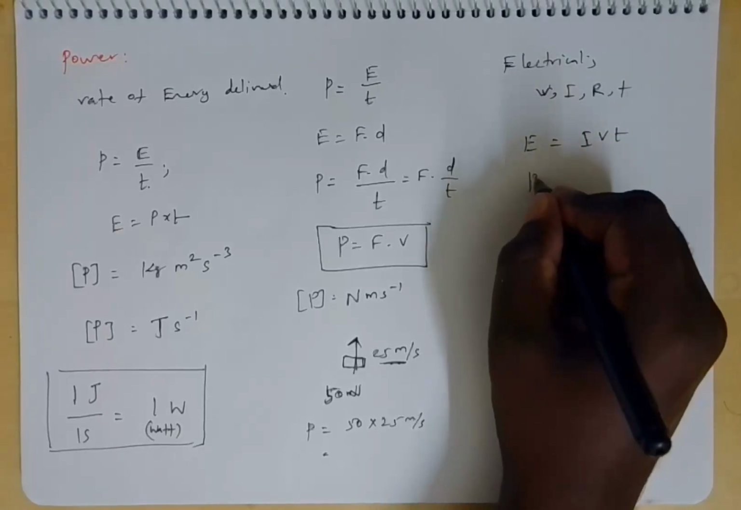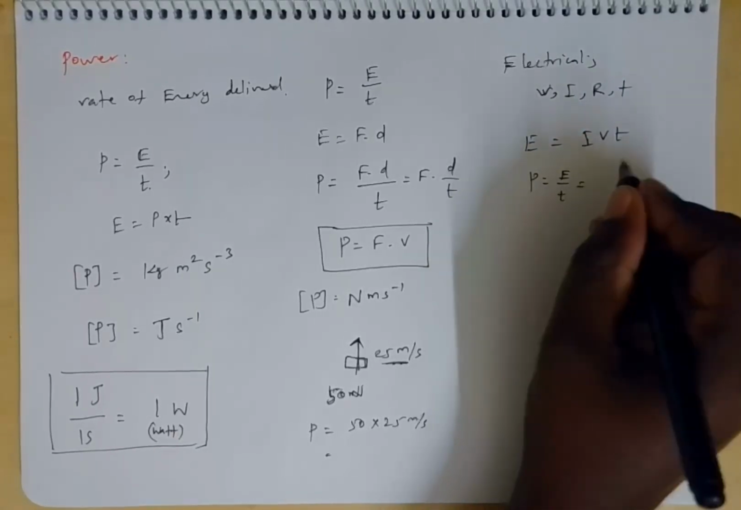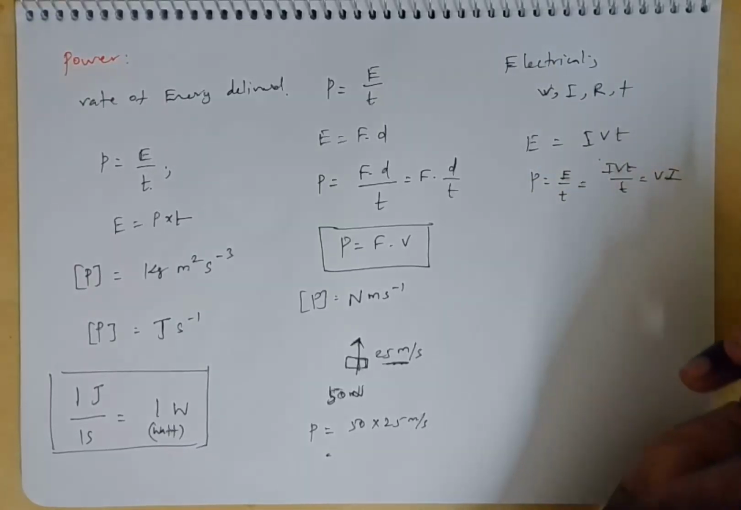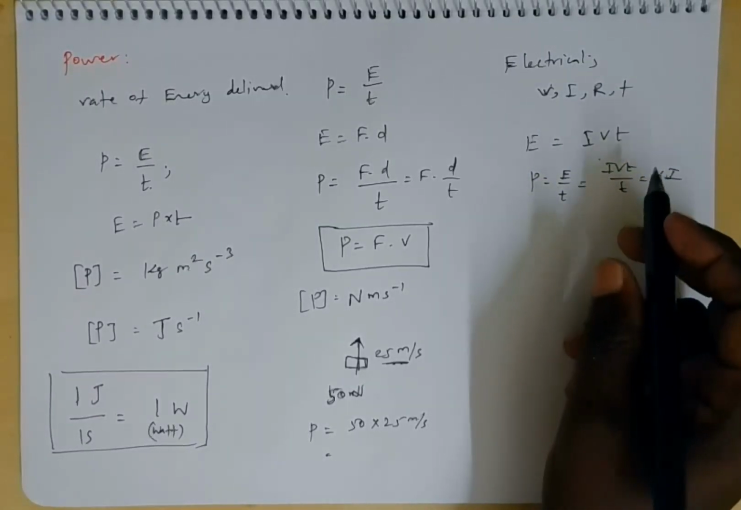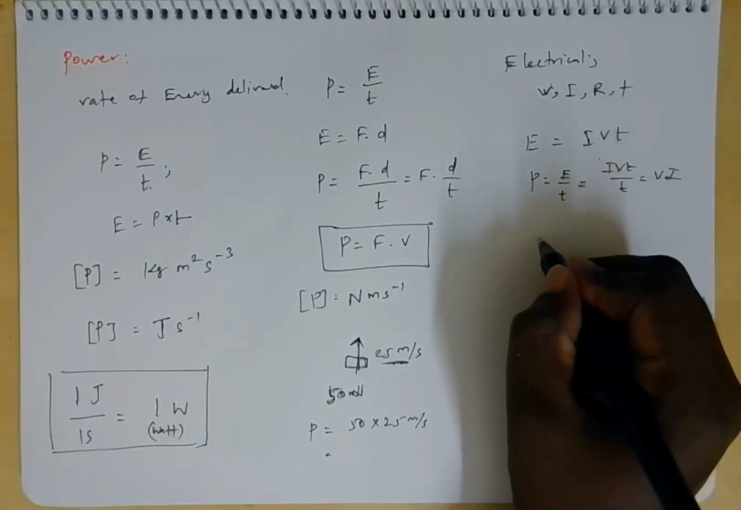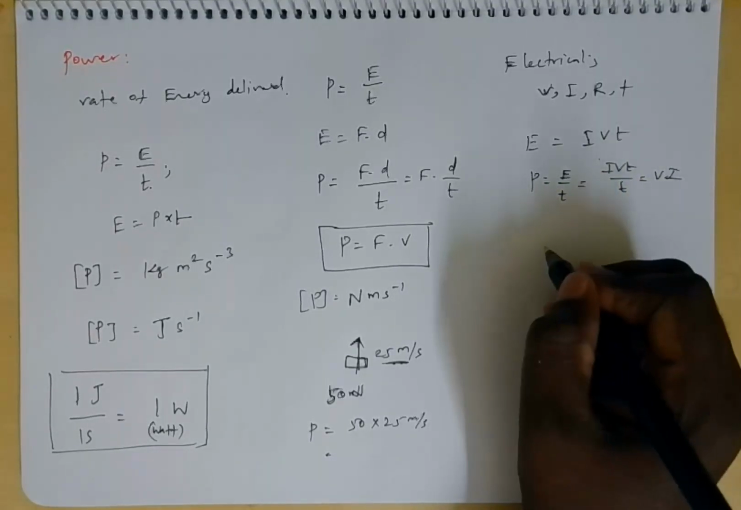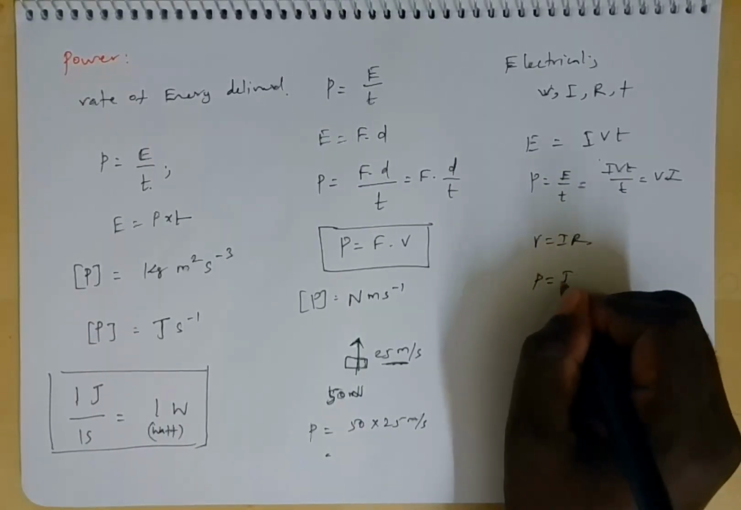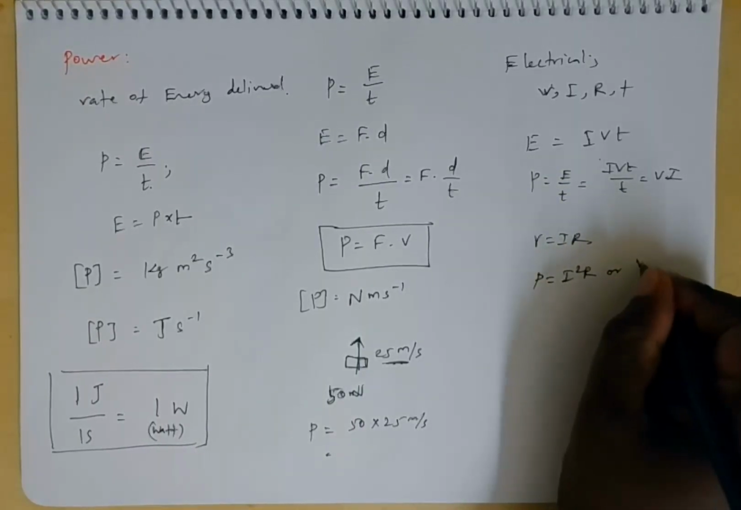Power is energy by time, so it will be IVT divided by T. So it's just V into I, or I into V. Also, instead of V into I, you can use the V equal to IR equation. Then you will get power is also I square R or V square by R.